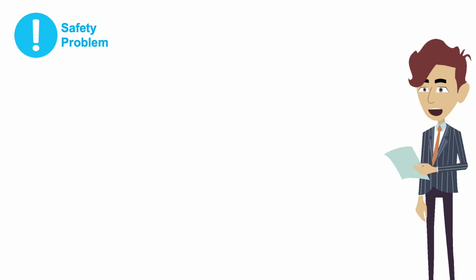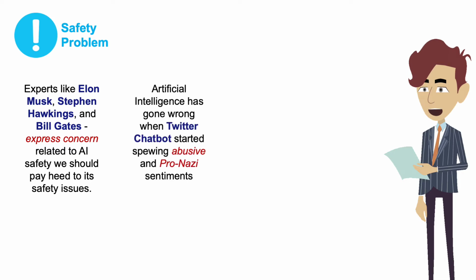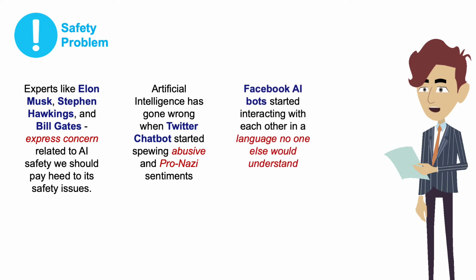Another major problem related to AI is the safety problem. There has always been much fear about safety issues associated with artificial intelligence. When experts like Elon Musk, Stephen Hawking, Bill Gates, and various others express concerns related to AI safety, then we should pay attention to each safety issue. There have been various instances where artificial intelligence has gone wrong, when a Twitter chatbot started spewing abusive and pro-Nazi sentiments. In another instance, Facebook AI bots started interacting with each other in a language no one else could understand, leading to the project being shut down.